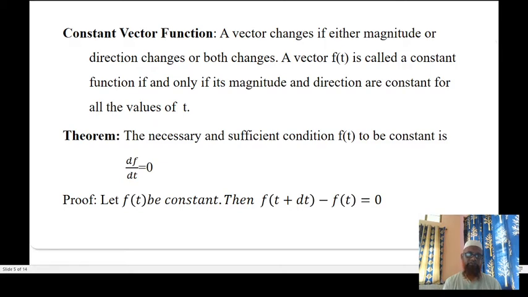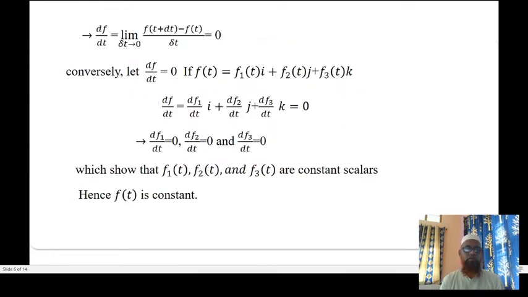Proof: let f of t be constant. Then f of t plus delta t minus f of t, that is the increment function, equals 0. So df by dt equals the limit as delta t tends to 0 of f of t plus delta t minus f of t divided by delta t, which equals 0.